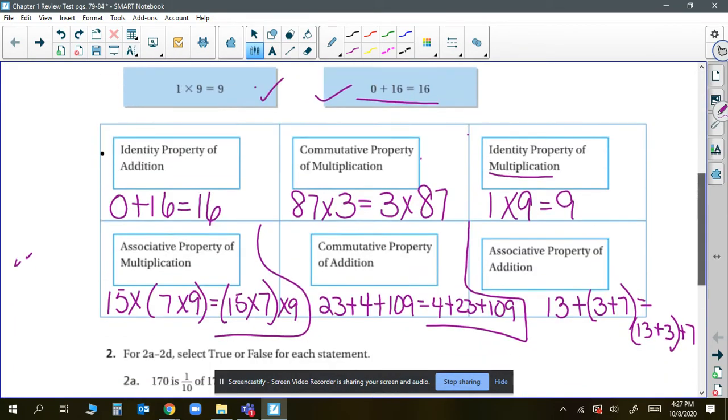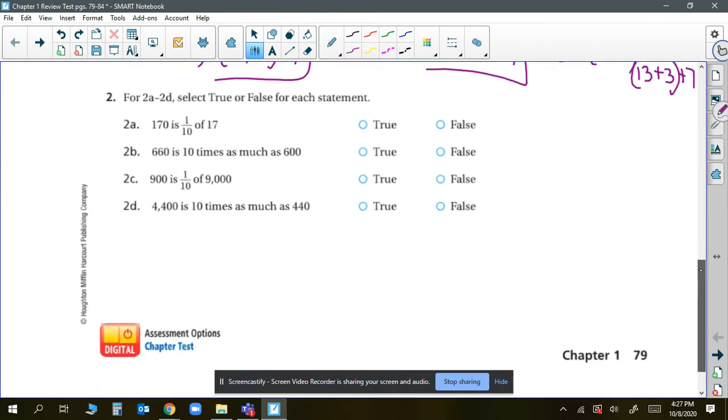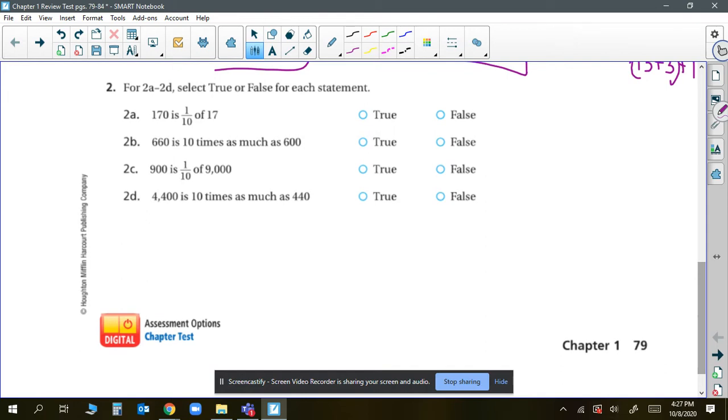There we go. All right, let's move down to the bottom. Now, for problems like this in your book, where they give you true or false and there's 4 different ones, what I like to do in order to solve this is actually go ahead and solve those and see if they are true or false. It's the easiest way to do it.